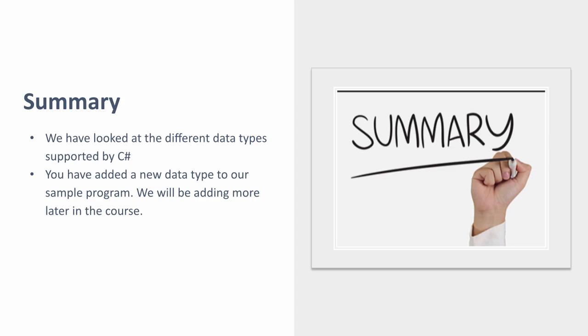In summary, we've looked at different data types supported by C#. We've looked at several examples, and we added a new data type to our sample program. Although it was a pretty simple example, we added a menu structure to be able to process our new selection, and we're adding the framework to add more functionality for the rest of the lessons in this course. So that's really it for this lesson.